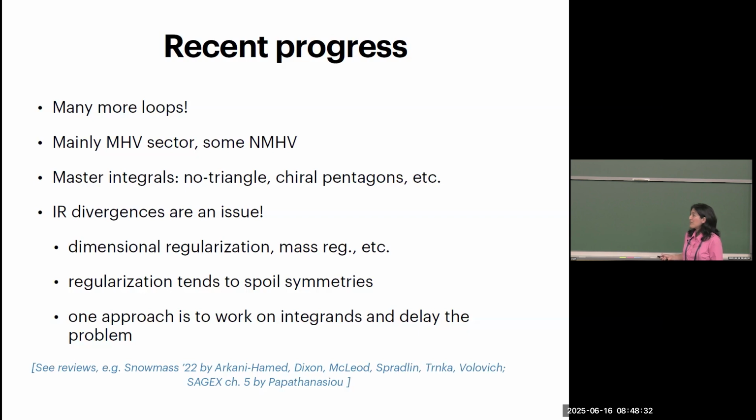Now, whenever you apply any kind of regularization, this does tend to spoil the symmetries of your theory. So that's why some work has been done into controlling these divergences in a way that's as compatible as possible with the symmetries. One other approach is just to talk about integrands and delay the problem of worrying about these divergences. You can keep delaying, but eventually you're going to encounter them if you try to actually integrate your integrand. Okay, so there's a huge body of progress, and for that, I'm also just referring to some recent review articles.